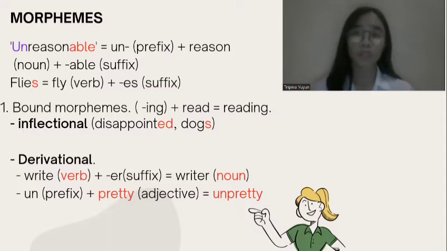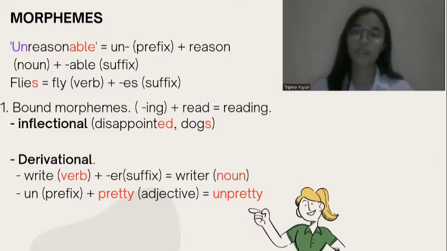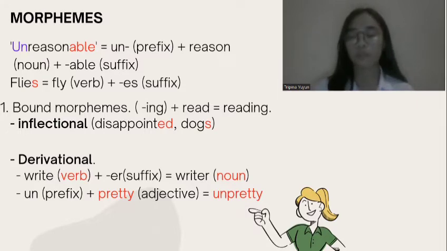But before we go there, we need to keep in mind that morphemes are totally different from syllables. It means that a syllable is the unit of pronunciation, while a morpheme is the smallest unit in a word that cannot be divided anymore. So you need to remember that. Okay, move on to the different kinds of morphemes.